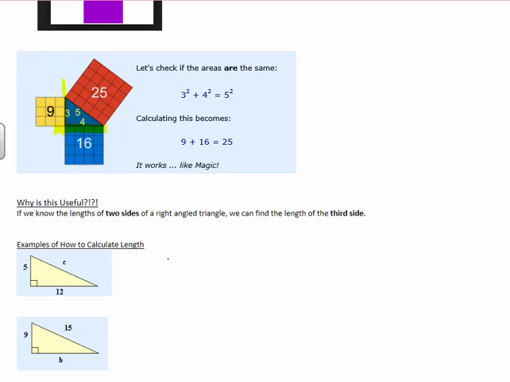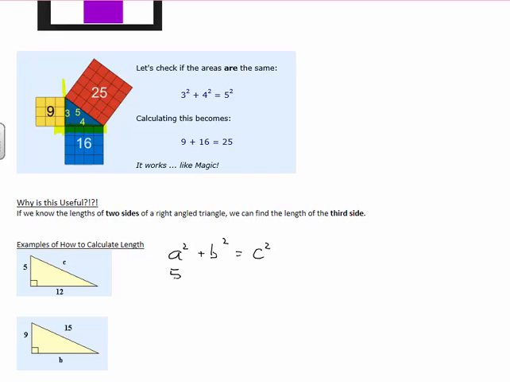So let's look at our first example here. We have a leg, one of the sides is 5, and the other leg is 12. So we always start by showing our formula first. Those communication marks are really important on your tests and assessments, so be sure you start there. a squared plus b squared equals c squared.